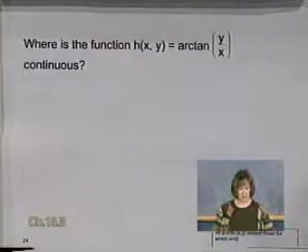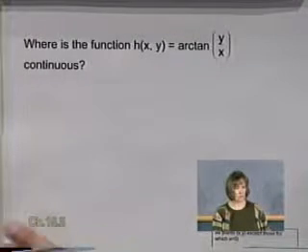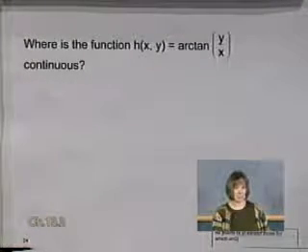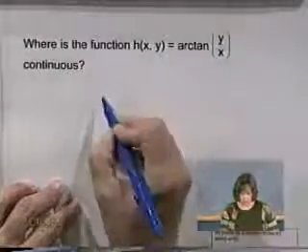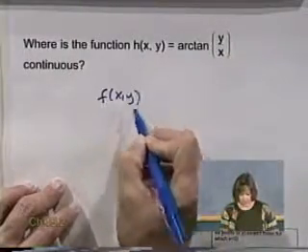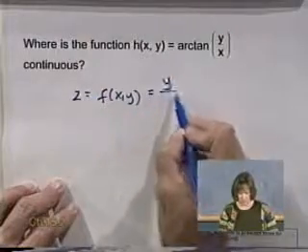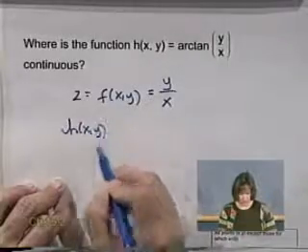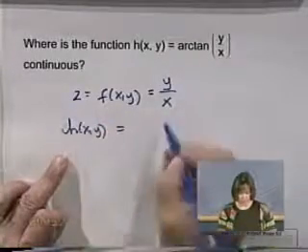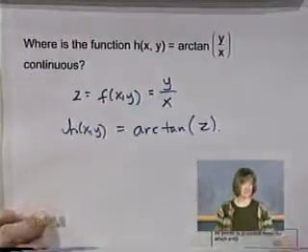So in this one, where is the function h of x, y equal to arctangent of y over x continuous? Notice this function h of x, y is the composition of two functions. First, you're taking the function f of x, y, and let's call that z, which is y over x. And then we're taking the z, which is y over x, and we're taking the arctan of it.